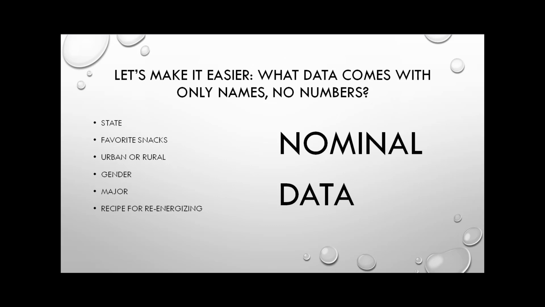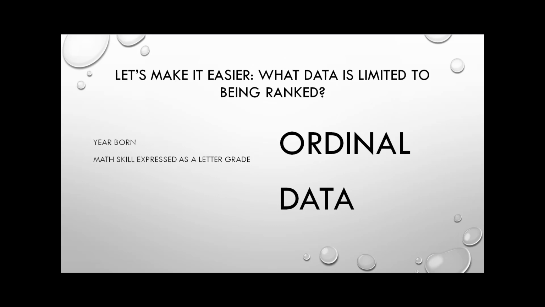And that would be things like state, our favorite snacks, whether we're urban or rural, our gender, our major, and our own personal recipe for re-energizing. And all of those are just names, no numbers, and you can't rank pizza better than wings or anything like that. So it's not ordinal, it's just nominal data. Next, we'll look at ordinal data, and that is data that can be ranked. So the year born is ordinal, as well as the math skill expressed as a letter grade.